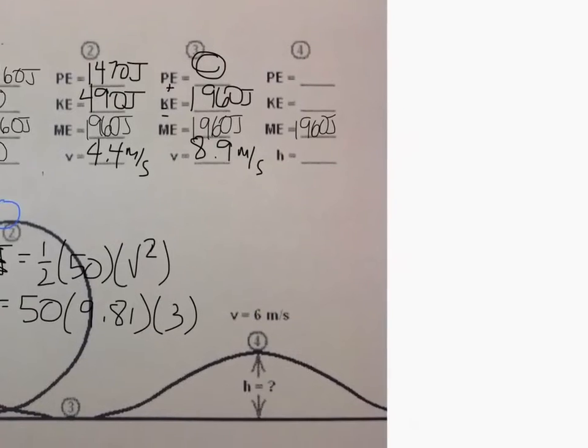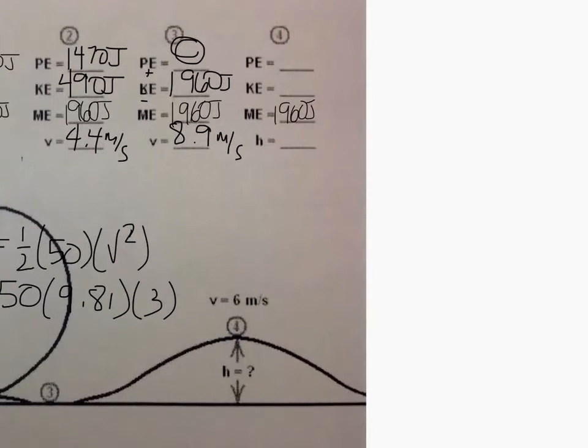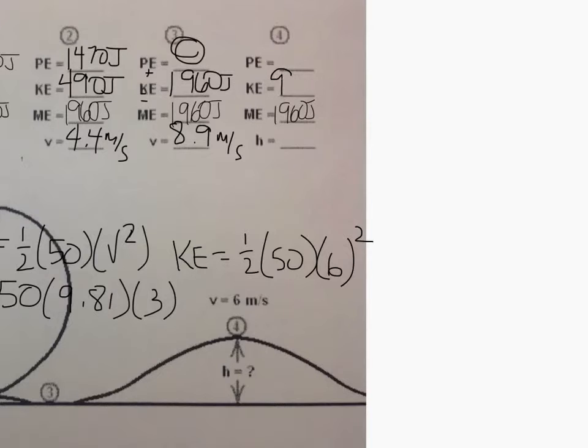The last location, location 4, gives us some different information. We're told the velocity and asked to figure out the height. The velocity is information that, along with the mass, allows us to calculate kinetic energy. So over here we're going to solve kinetic energy using 1/2 of m times v squared, where we actually know the v in this case. So 1/2 of 50 times 6 squared gives us a kinetic energy here of 900 joules.